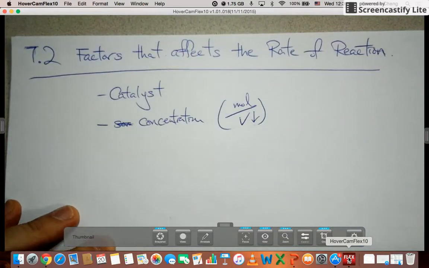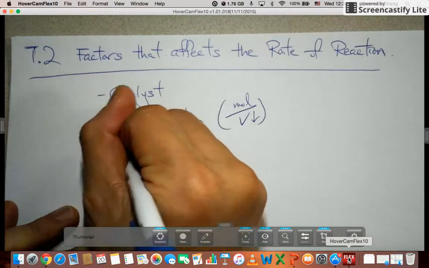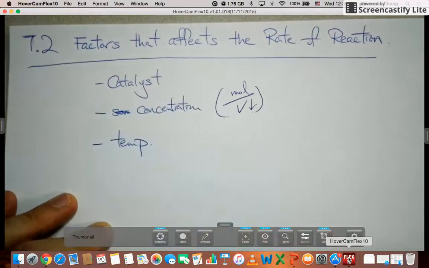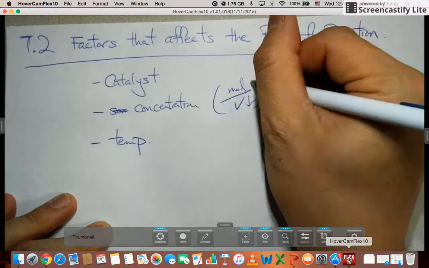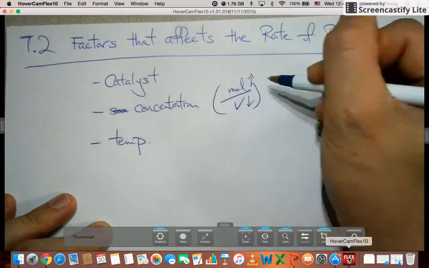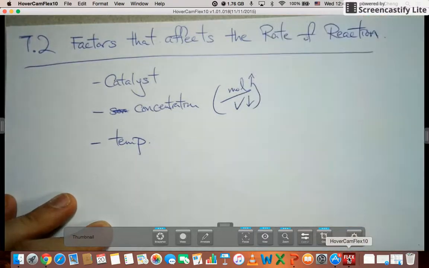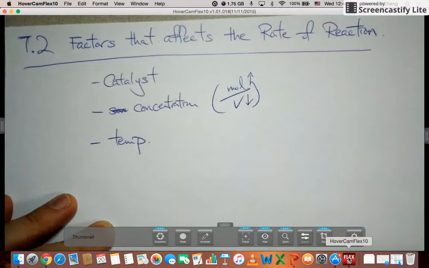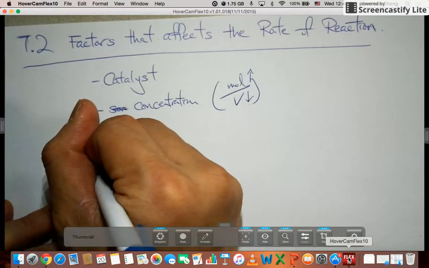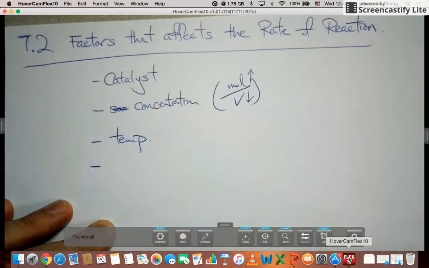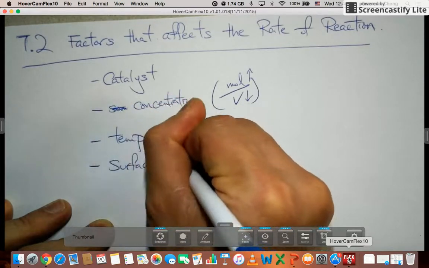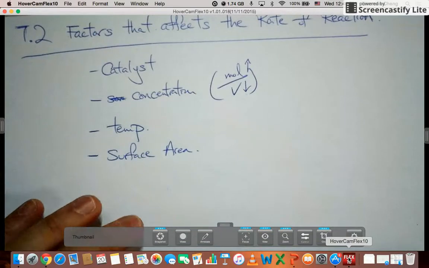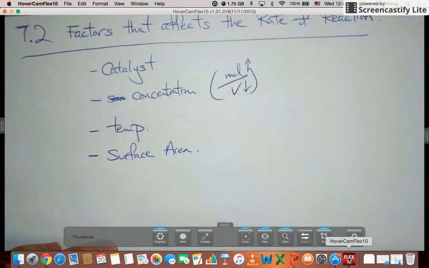Yes, Helena. Temperature. Thank you. Temperature. Yes. Number of particles. Number of particles is the same thing as concentration, because when you have more particles, your moles are increased, hence your concentration increases. Yes. Breaking up the groups, which is increasing the surface area. Surface area. Now, that's pretty much it from the video.